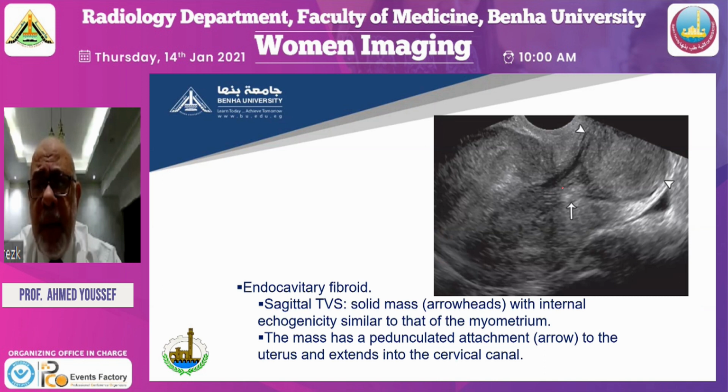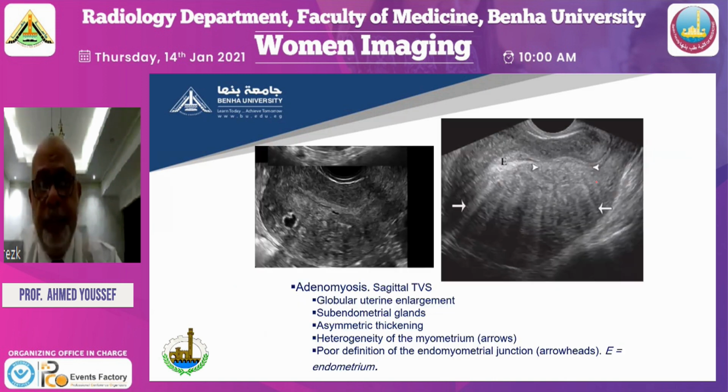Sometimes the myoma may appear as a pedunculated endocavitary fibroid coming from the cervical canal, like this picture, which shows internal echogenicity similar to that of the myometrium, and is pedunculated coming through the cervical canal.